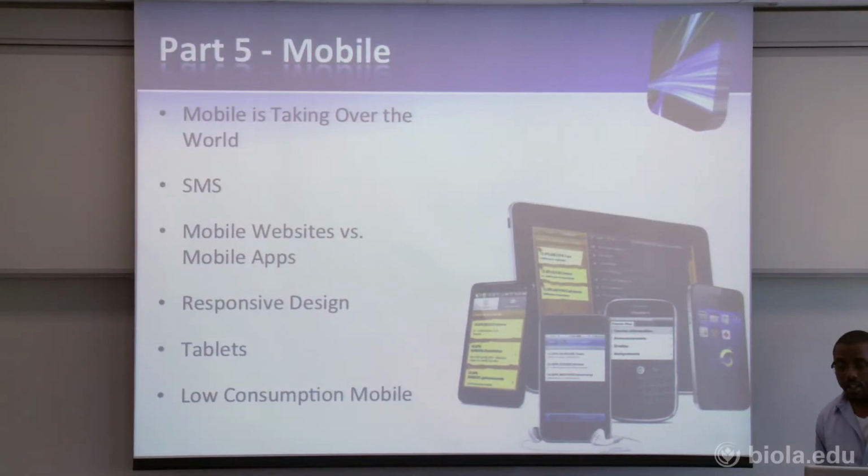Part 5, the last part of the iChurch method, is mobile. Mobile is clear. Mobile's taking over the world. The number of people accessing the internet via mobile devices increased by 60% in the last 2 years. By 2015, more users will access the internet through a mobile device than a PC. That's according to the International Data Corporation. Over the last few years, mobile consumer internet usage has increased 1,200%.